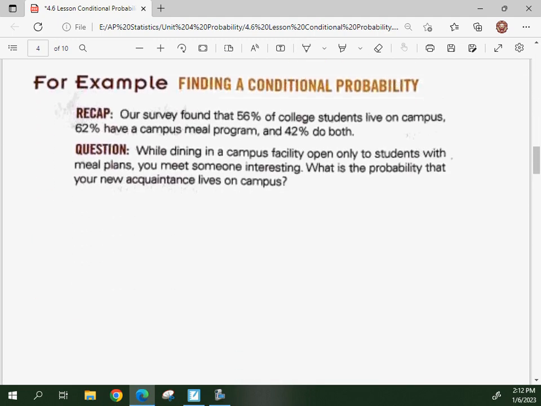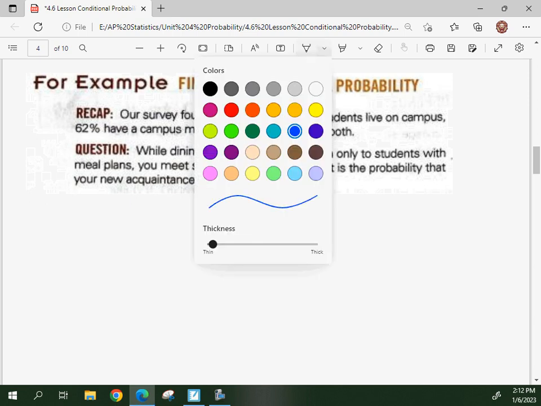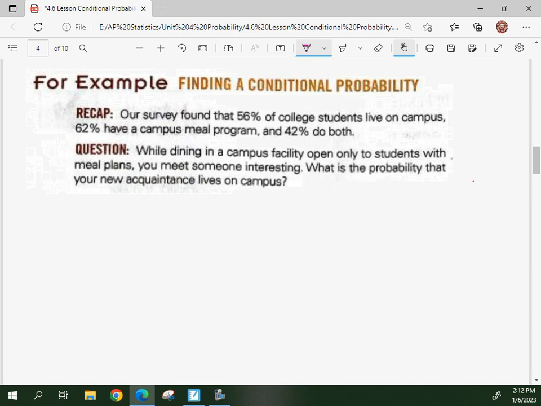So if we go back to our problem that we used in the last lesson, when we're talking about students who live on campus and students who have meal programs, and then of course some students do both, we want to know if you're in a dining facility where you are required to have a meal plan to be in, what's the probability that a student you meet and enjoy their company lives on campus? So first we're going to set up our formula.